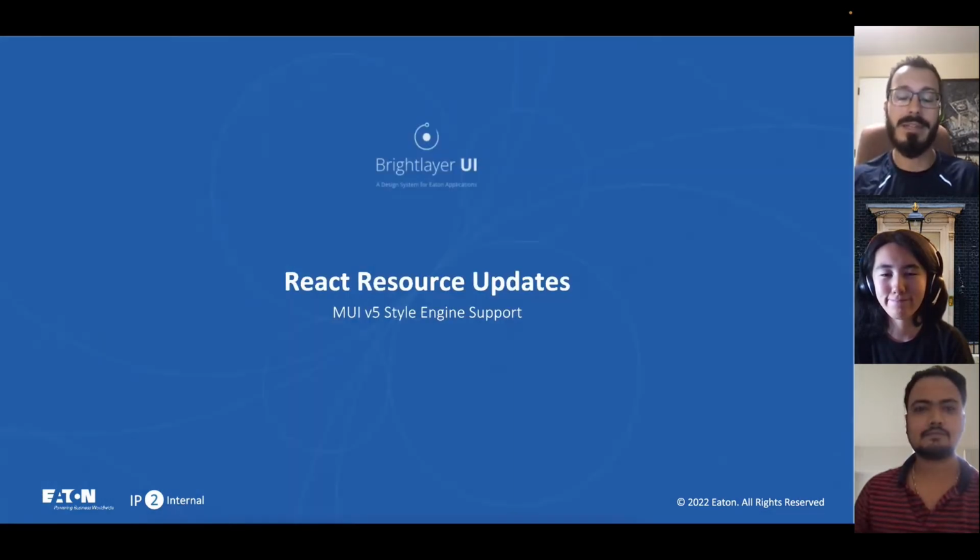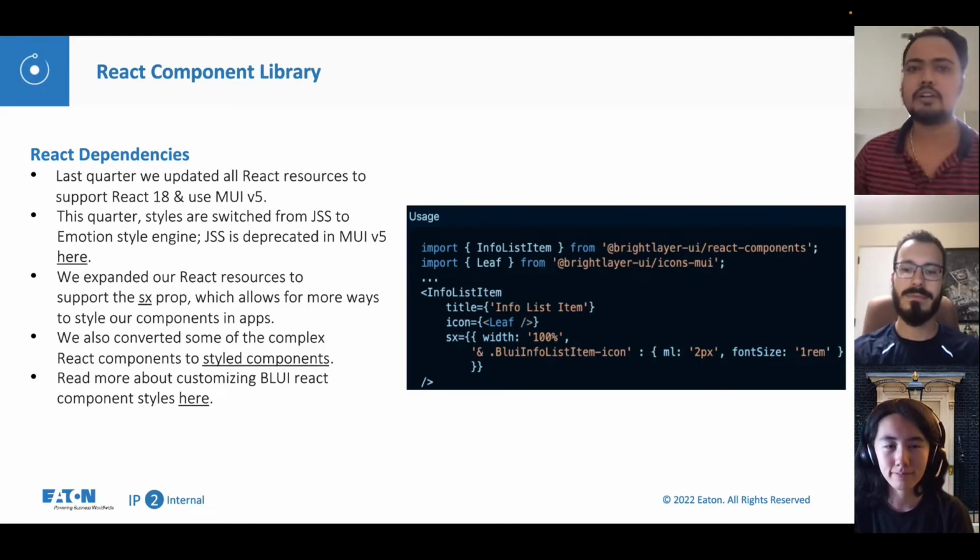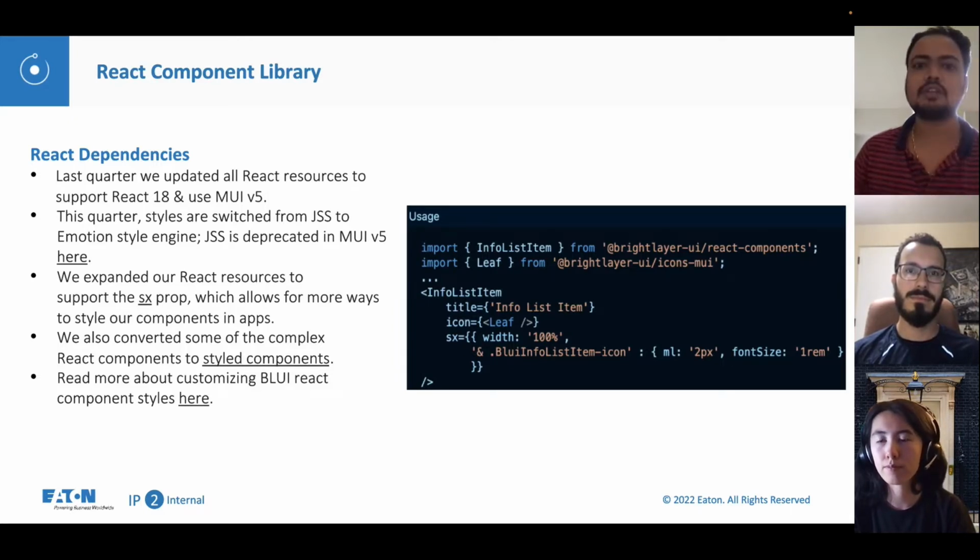So Suraj is up first, and he's going to give an overview of what updates are new on the React side. Thank you, Evan. Last quarter, we updated all of our React resources to support React version 18 and Material UI version 5. This quarter, styles are switched from JSS to use Emotion Style Engine. Material UI has deprecated the use of JSS, where we had to use theme hook and makeStyles for each and everything. Emotion is a library designed for writing CSS styles with JavaScript.